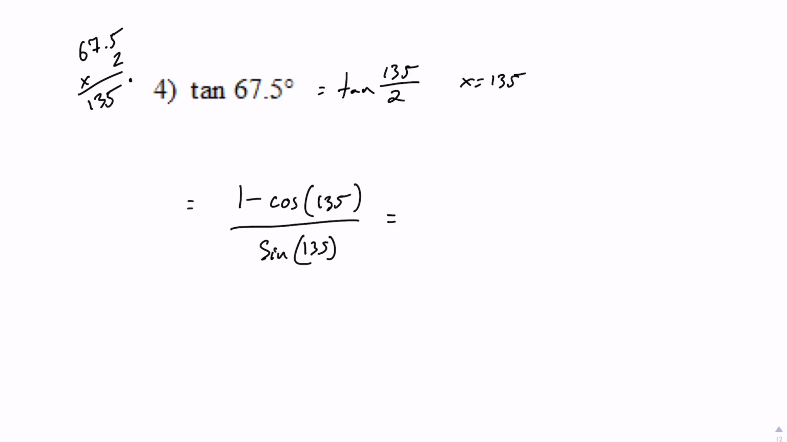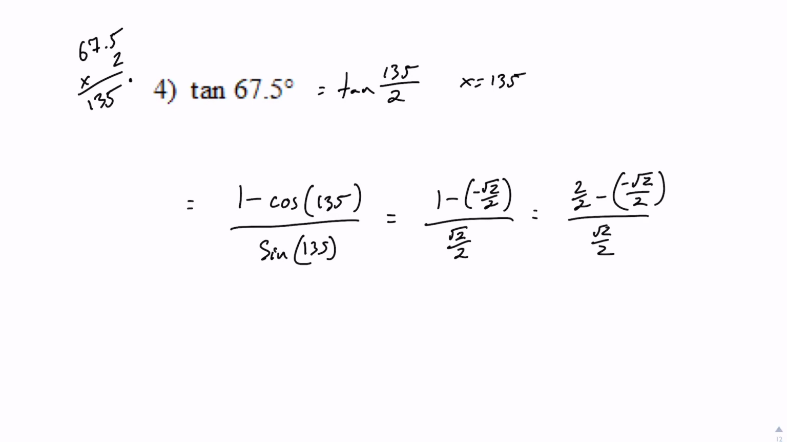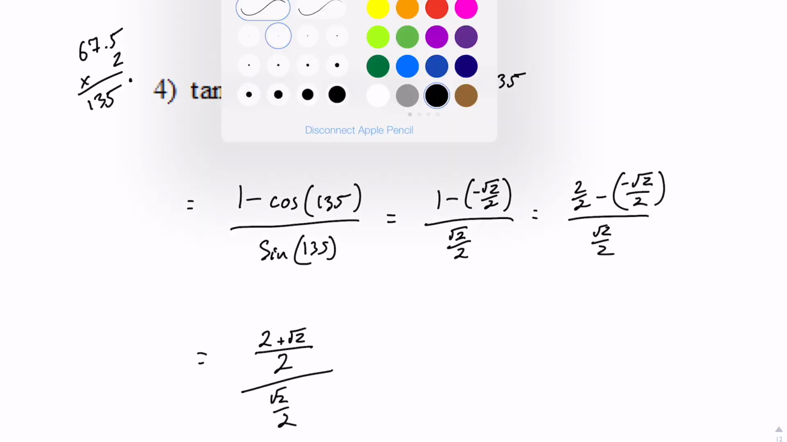And so now we will use our unit circle to figure this out. So this is going to be 1 minus cosine 135, which is negative square root of 2 over 2, and then sine 135 is also the square root of 2 over 2, but positive. And now we can just simplify. So this is 2 over 2 minus negative square root of 2 over 2. Simplify. The tops can be subtracted. So the top would be 2 plus square root of 2 all over 2, divided by square root of 2 over 2. Here we can do the old flip and switch.